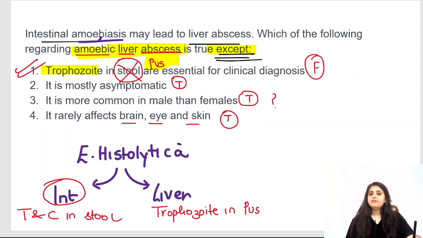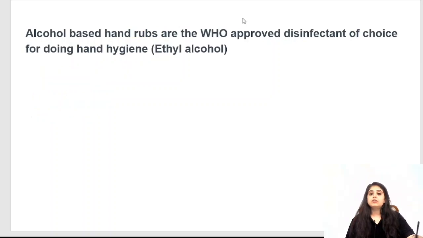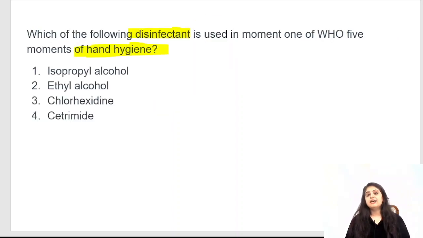Okay, now going forward, we have two questions which are just plain simple one-liners, 2-3 of them. This is one of them: which of the following disinfectants is used in the 5 moments of WHO in hand hygiene? So the WHO has obviously given you 5 very important moments of hand hygiene. Which is the disinfectant that WHO has proposed out of isopropyl alcohol, ethyl alcohol, chlorhexidine and cetrimide? The answer to that question as per the WHO approved one is going to be ethyl alcohol. So like I said, for hand hygiene and hand washing, the one that has been described is going to be ethyl alcohol. That's a simple one-liner question that you had to analyze.